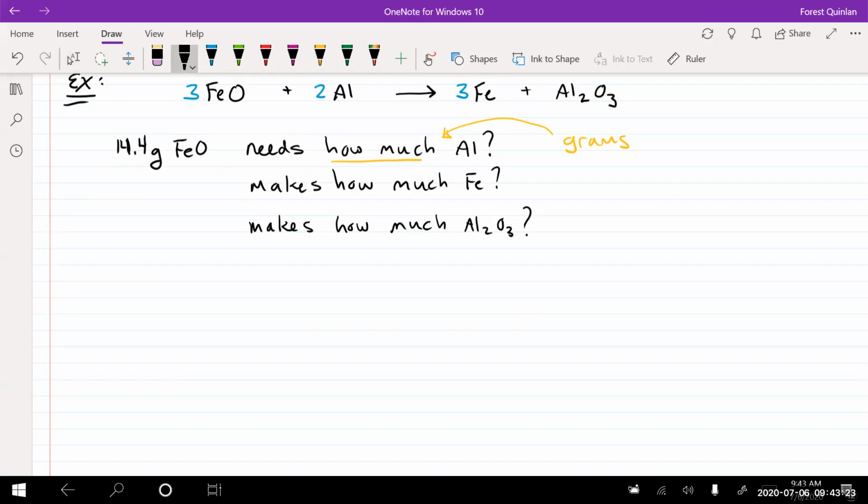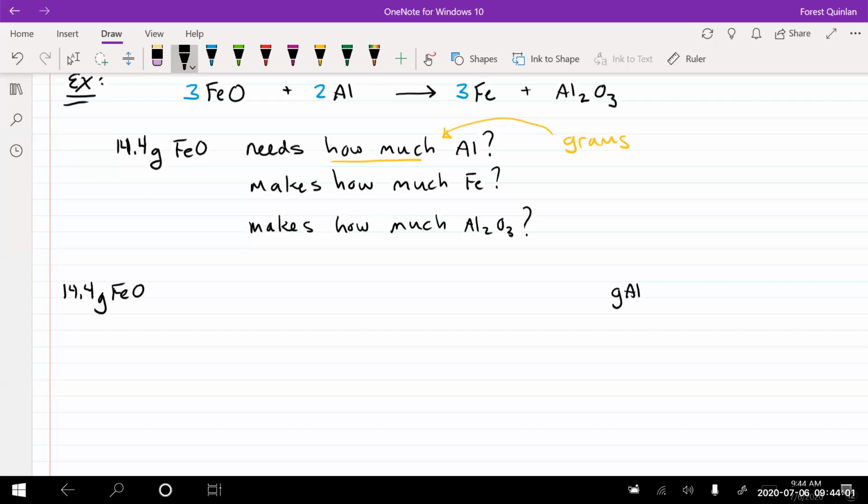Just like any other time, I'm going to write where I'm going. Grams of aluminum. And then I would ask you, is there anything up there that looks like grams? Grams, and what is it, Frank? Grams of FeO. Of iron oxide, 14.4 grams of the FeO. We can make a mass look like a mass. They're the same units. We just have to make it look like it.